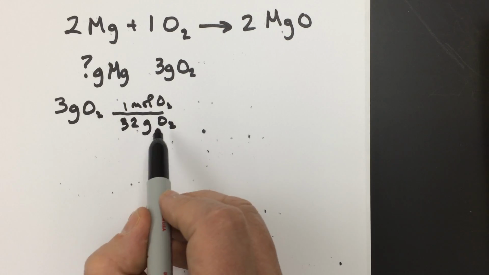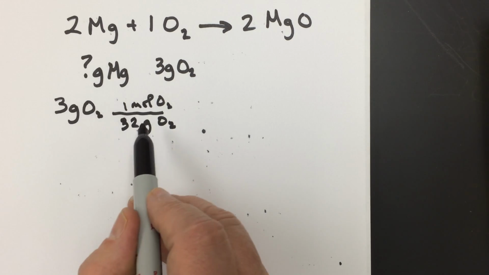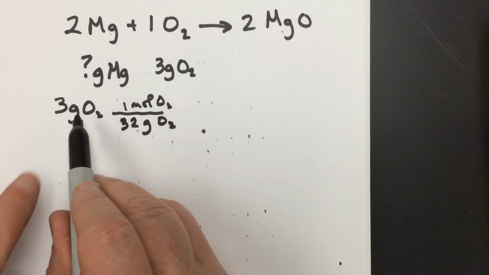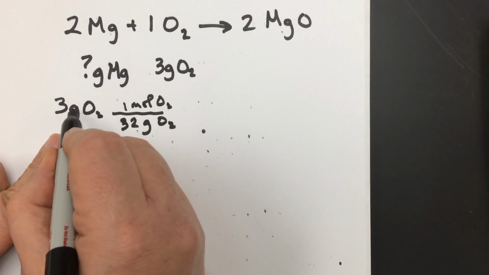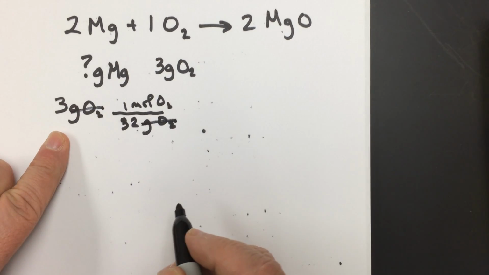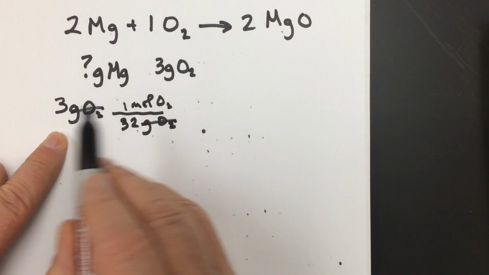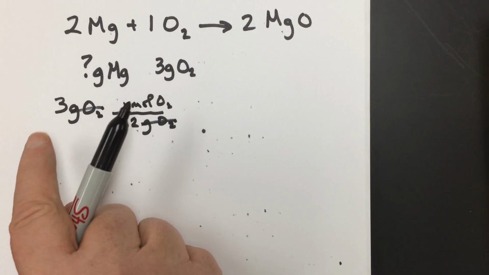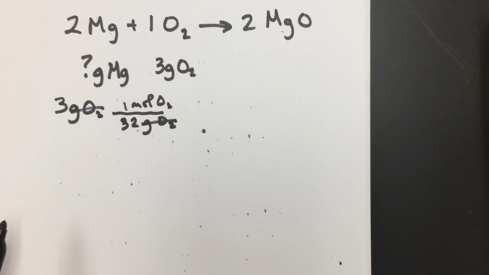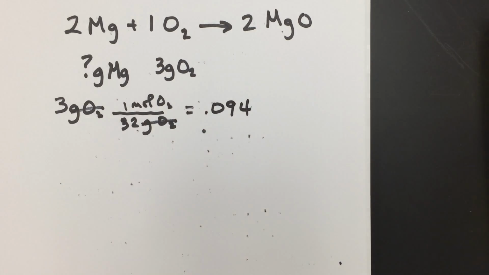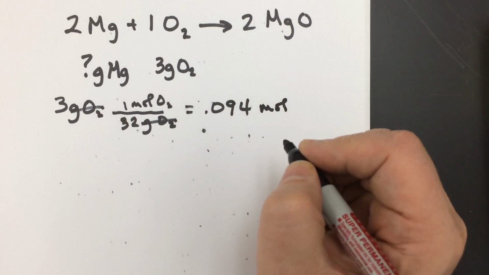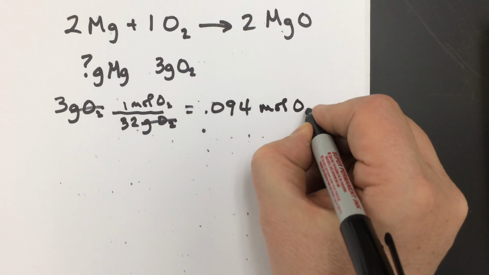Now, I put grams on the bottom because I have grams up here. I want it to cancel. I'm trying to get to moles. If I want to cancel grams, I have it on the top and bottom, and anything top and bottom cancels. So grams of oxygen cancel, and my answer is now in moles. I find it by taking the 3 and dividing by 32. So 3 divided by 32 equals 0.094, let's say 375, 0.094 moles of oxygen.